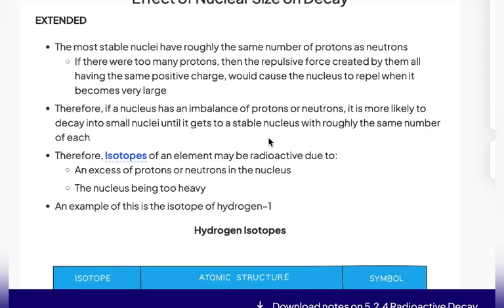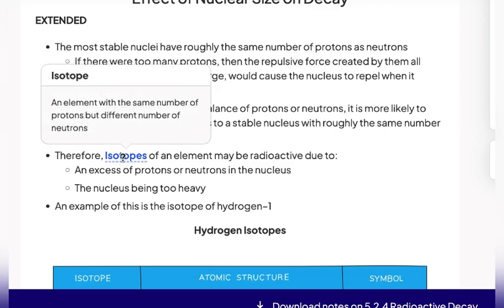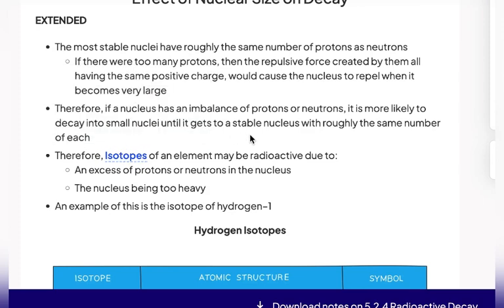Okay? But as long as the protons and the neutrons still get farther apart from each other, then this nucleus remains unstable. Now, an isotope, in other words, is an element with the same number of protons but a different number of neutrons. That's what we call an isotope. So, for a nucleus to become unstable, it must become isotopic in nature.